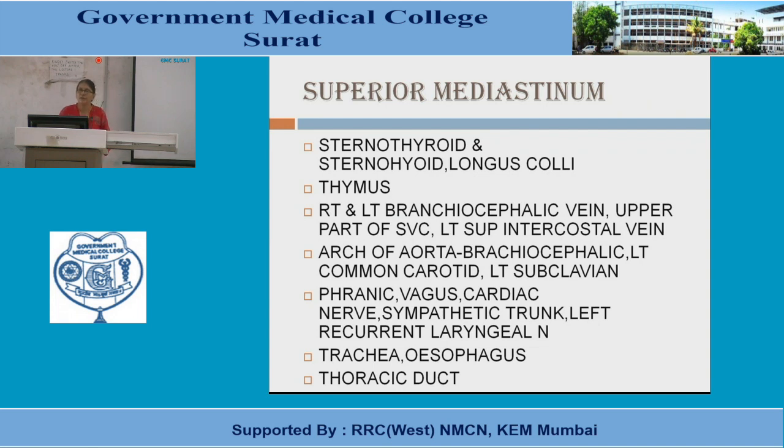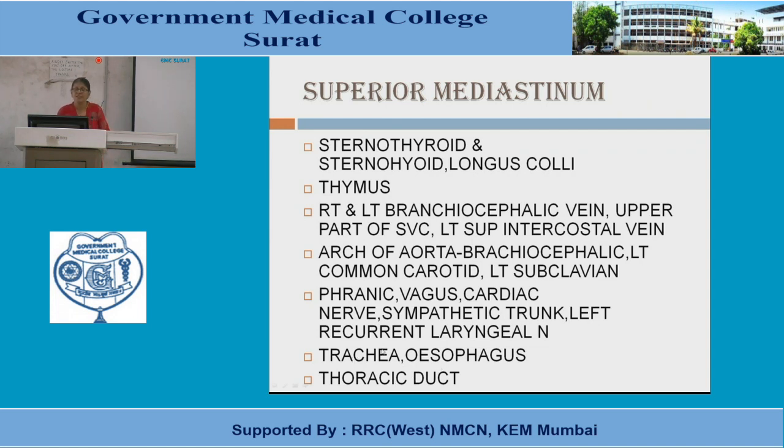So anything related to the arch of aorta will be in the superior mediastinum. Remember, the important structure in the superior mediastinum is the arch of aorta, and any structure in relation to that arch is a content of the superior mediastinum. So now, right and left phrenic nerve, right and left vagus nerve, I will revise cardiac nerve, sympathetic trunk, and very important one is the left recurrent laryngeal nerve. Then the tubes passing through this superior mediastinum are trachea and esophagus.